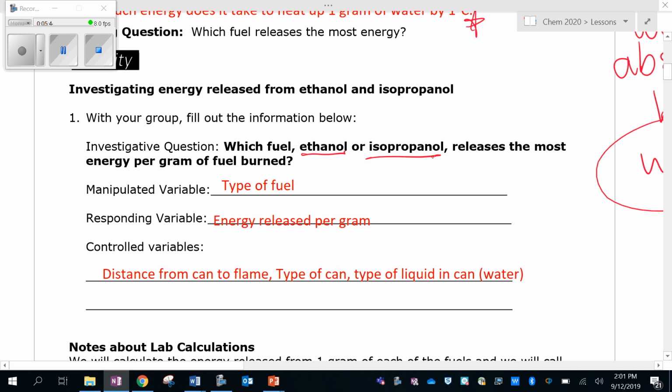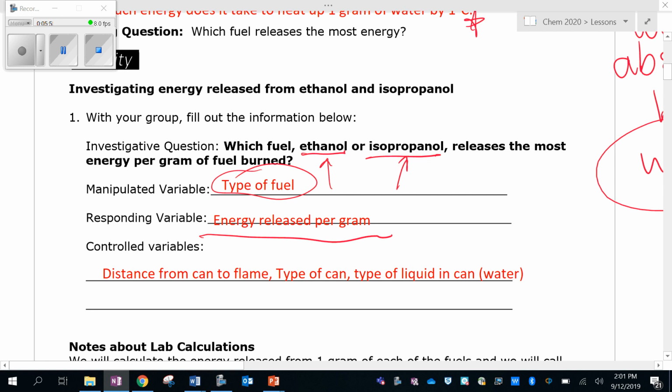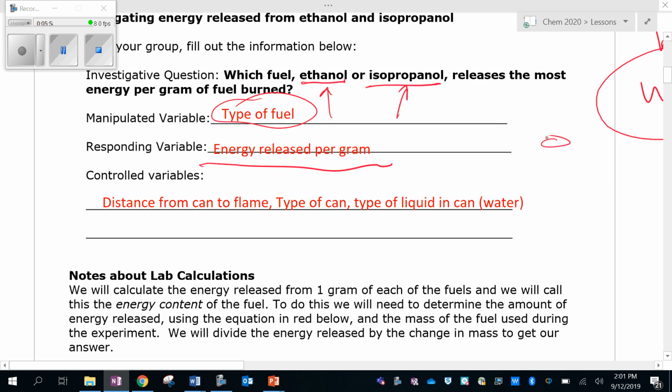energy per gram. So the thing that we're manipulating is the type of fuel, ethanol or isopropanol, and we're measuring the energy released. We're going to control how high the can of water was above the alcohol burner. We wouldn't want it for ethanol to be like 2 inches away, and then for isopropanol for it to be 1.5 inches away, because that would affect how much thermal energy can escape. We want to keep the type of can the same. We always want to use the same kind of water. Those are some of the controlled variables.